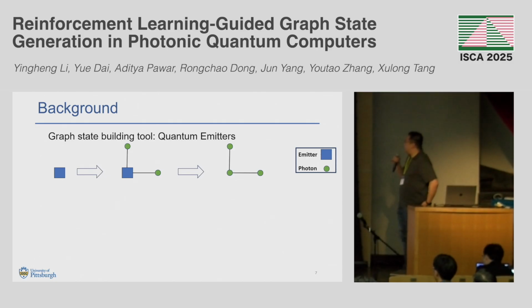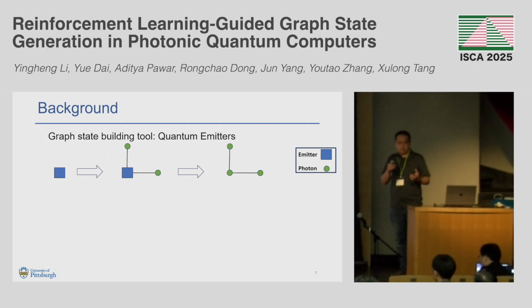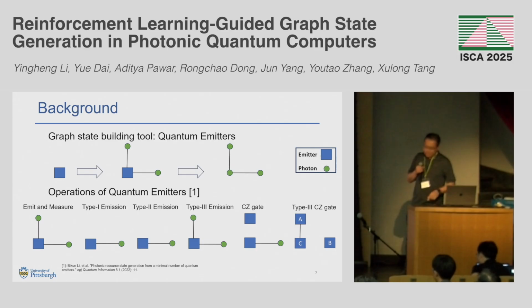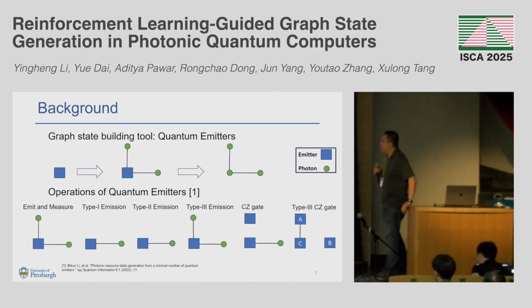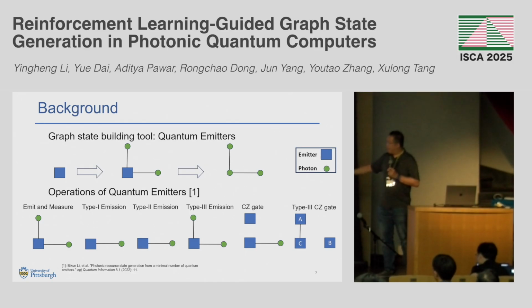In this figure, the square is the emitter, and it can pop out entangled photons, annotated as green nodes here, to generate the target graph we want. According to the New Journal of Physics, there are six operations that we can use to generate the graph. You can treat them as six basic pieces, like in a Lego game, that we can apply to generate a complicated target graph.